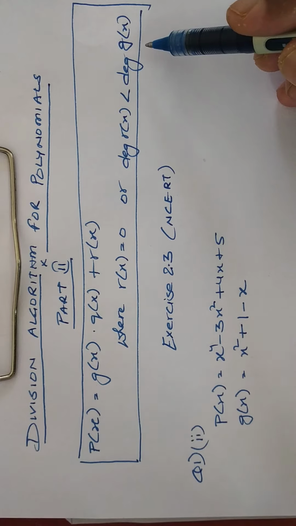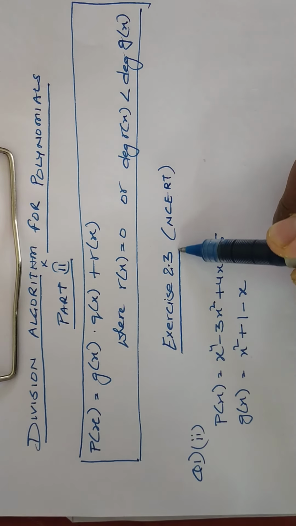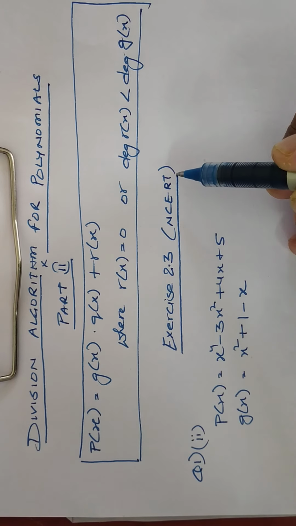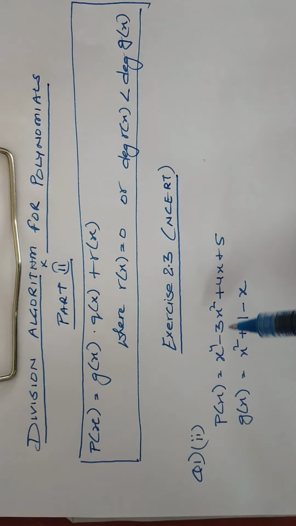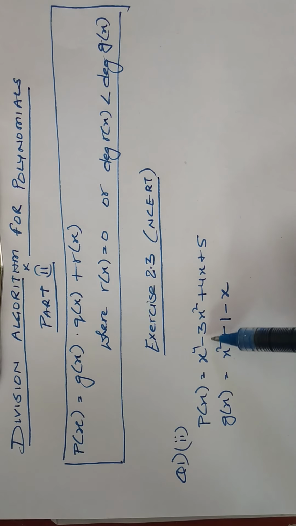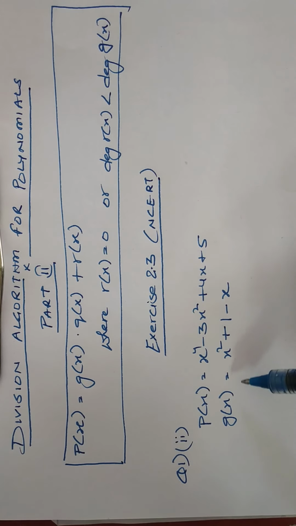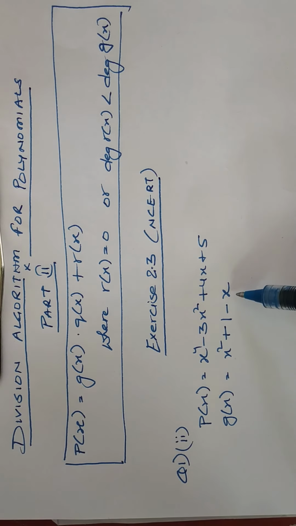So this is about the basic concept, and today we will apply this in exercise 2.3, which is related to the NCERT textbook of class 10th. Question number 1, second part, that is p(x) is x to the power 4 minus 3x square plus 4x plus 5, and g(x), which will act as the divisor, that is x square plus 1 minus x.